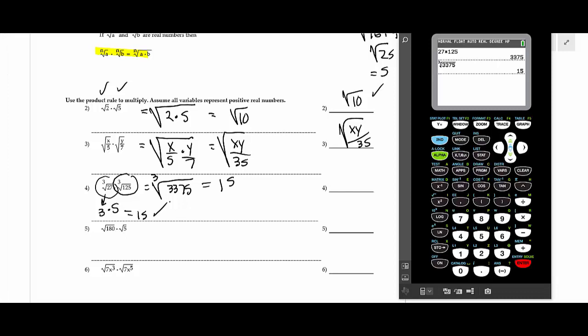So if you know that radical and know that radical, you're just as well to go ahead and do it that way instead of the first way. But either way, it'll work. It's kind of up to you. Okay?